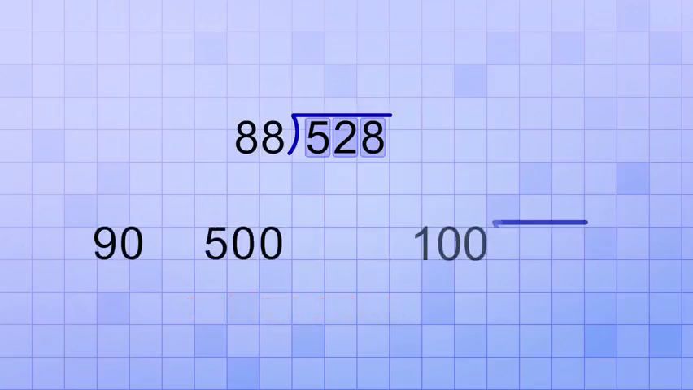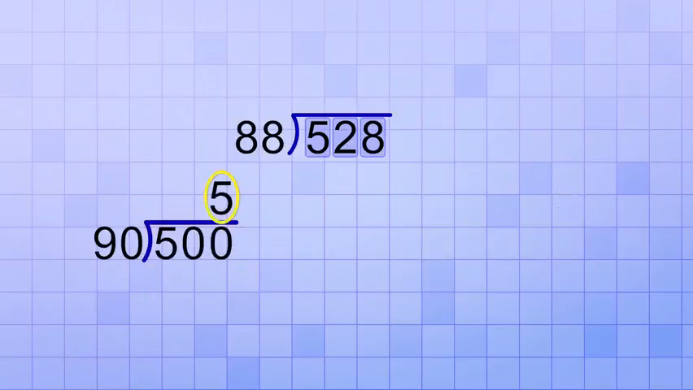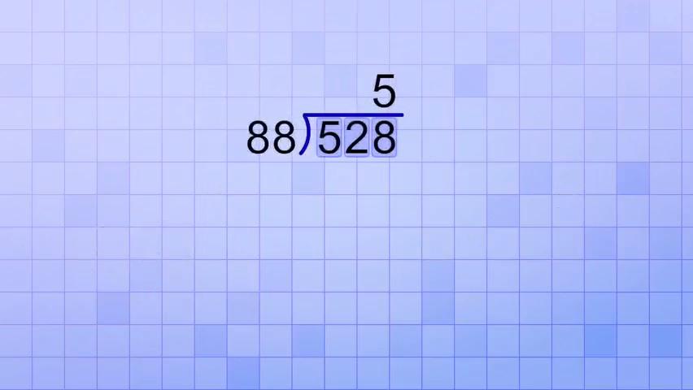Since 100 would divide into 500 exactly 5 times, that means that 90 will divide into 500 at least that many times. So let's make 5 our first estimate for the answer. To check to see how good that estimate is, we multiply 5 by 88 and then subtract that from 528 to see what the remainder is.